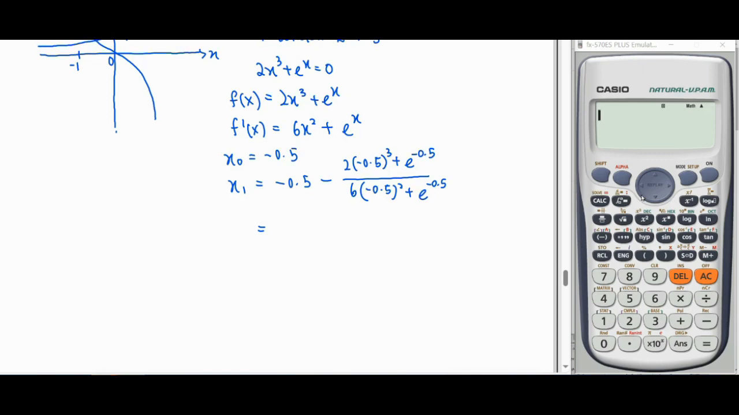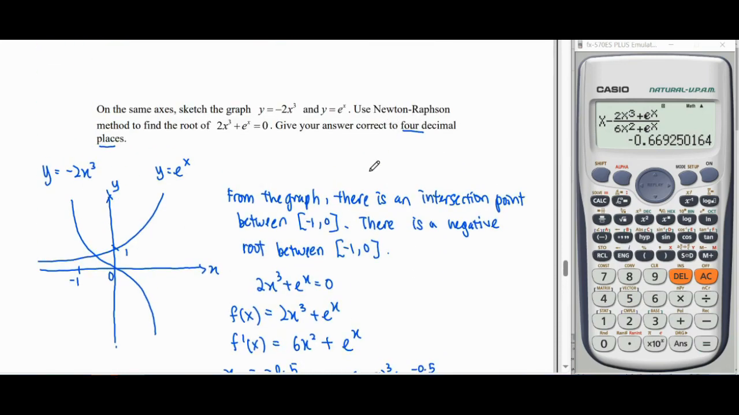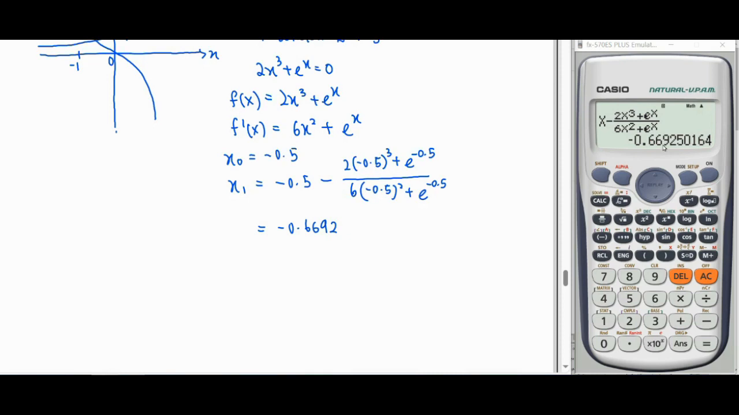Then we put in the formula using the calculator. So we type in the formula x minus the function, which is 2 alpha x cubed plus exponential x, over 6 alpha x squared plus exponential x. Then we start to calculate. Plug in our initial value, negative 0.5, and we get negative 0.6692. At the end, only then do we correct it to 4 decimal places. In calculation, we add 2 more decimal places, so it will be 50.